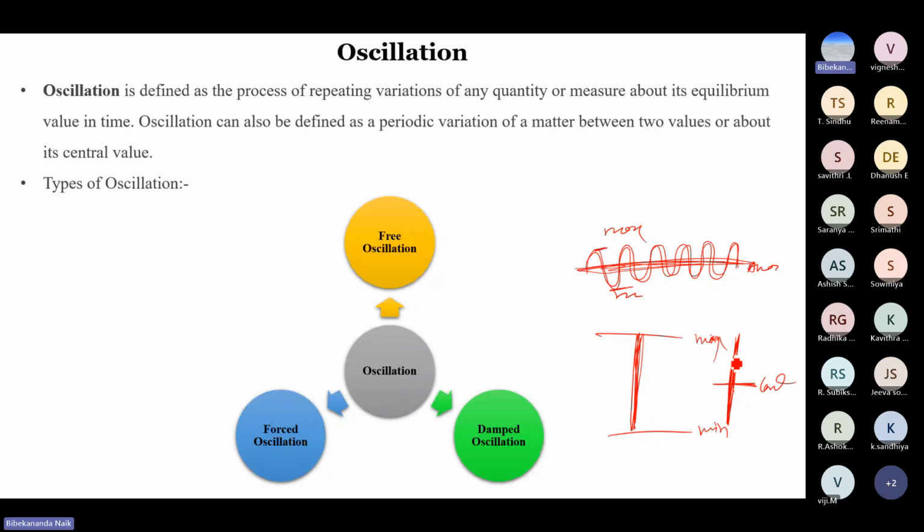So basically oscillation means variation or change in its value corresponding to a particular level. It may be changing between two values, one maximum and one minimum, or it may be changing around a particular value, which is called the average value. So there are different types of oscillations, like free oscillation, forced oscillation, and damped oscillation.